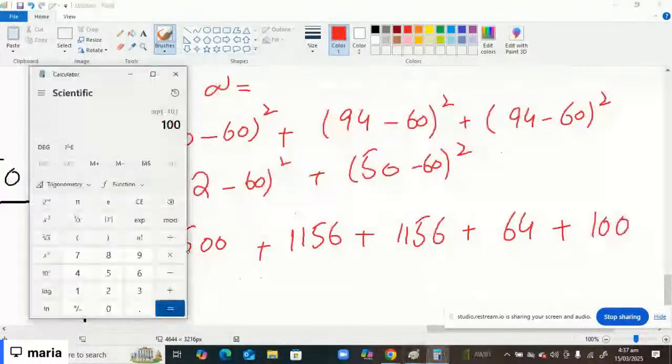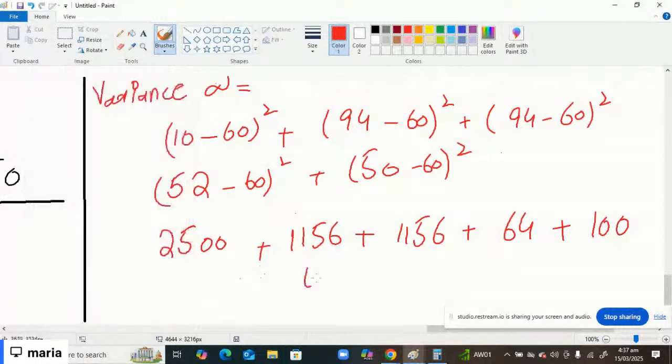Now we are going to add up all of it. 2500 plus 1156 plus 1156 plus 64 and plus 100. 4976. Understand? Now this is your variance.